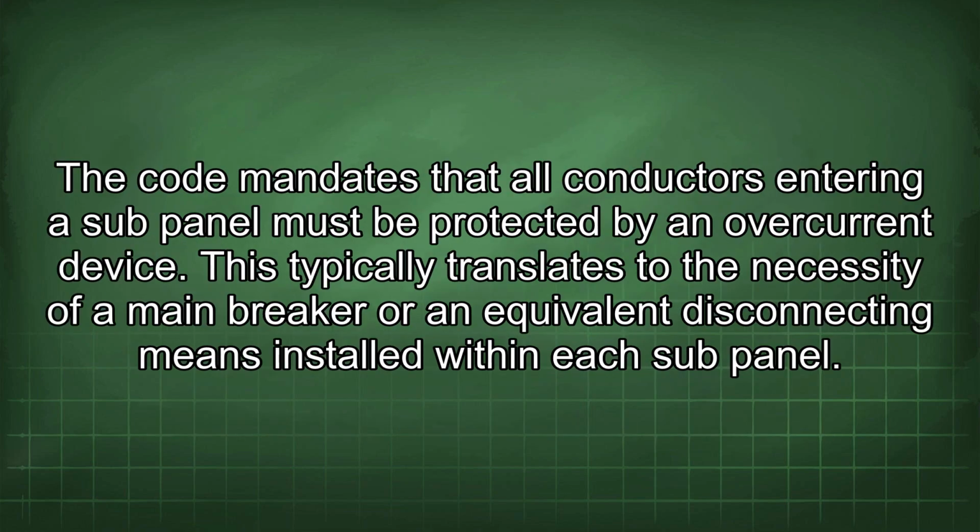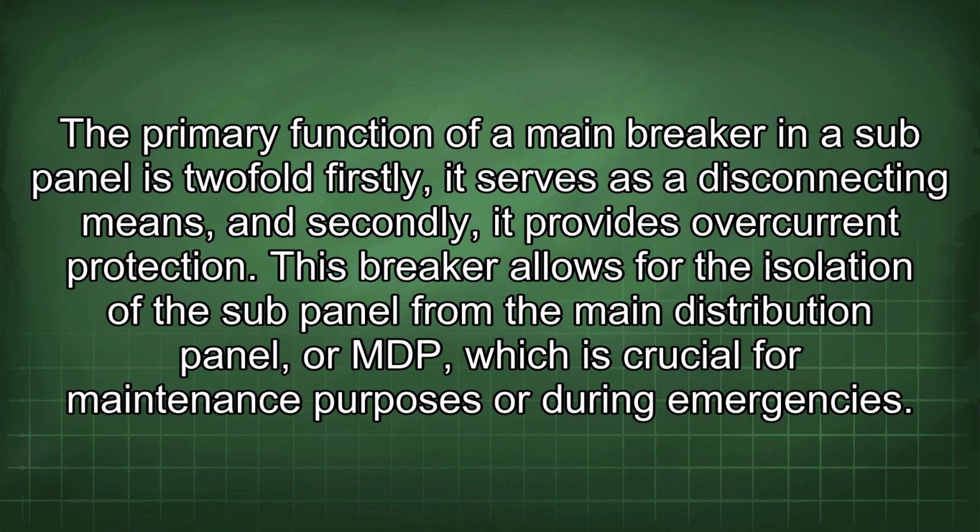The code mandates that all conductors entering a subpanel must be protected by an overcurrent device. This typically translates to the necessity of a main breaker or an equivalent disconnecting means installed within each subpanel. The primary function of a main breaker in a subpanel is twofold. Firstly, it serves as a disconnecting means, and secondly, it provides overcurrent protection.